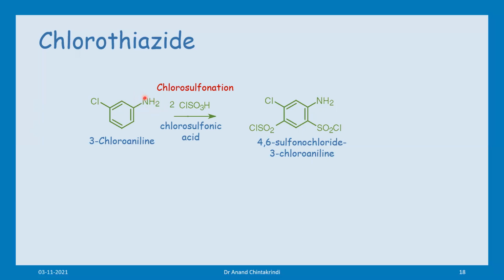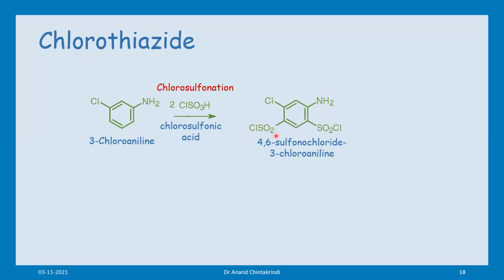So the amino group is ortho-para directing, so therefore it is attaching at this ortho position and this para position. This ortho position is sterically hindered, so chlorosulfonation does not occur there. So the chlorosulfone group is attached at this ortho position and at this para position. So therefore, you have the sulfonyl chloride group attached ortho to the amine and para to the amine.